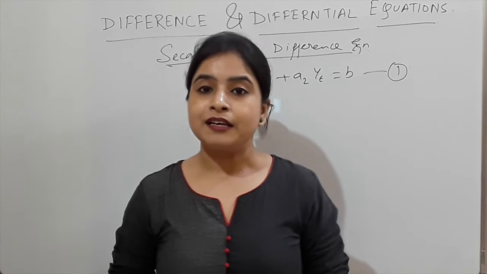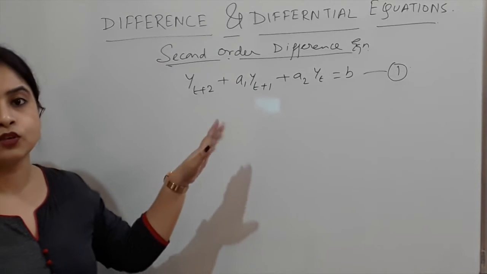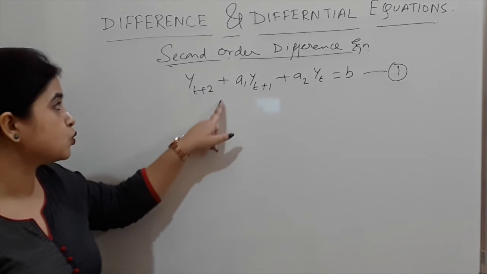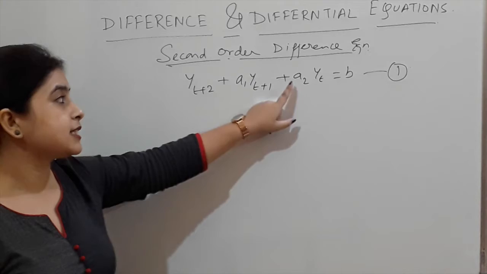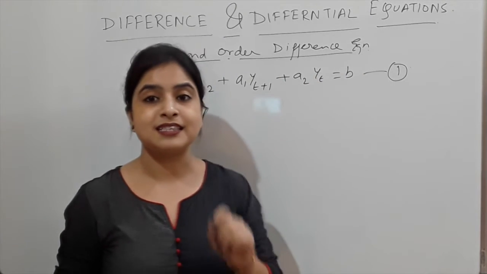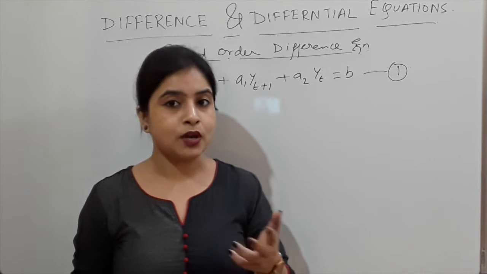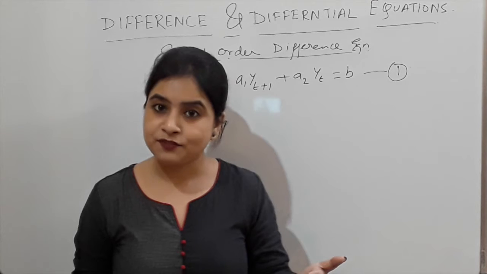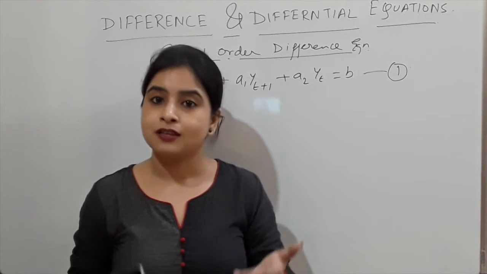So let's start with the second order difference equation. The equation looks like this: y_(t+2) plus a1 y_(t+1) plus a2 y_t equal to b. So this equation number 1 is the second order non-homogeneous difference equation. Ultimately the objective remains the same, that is we need to comment on the time path.